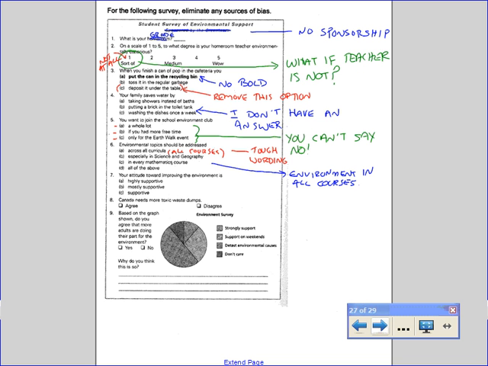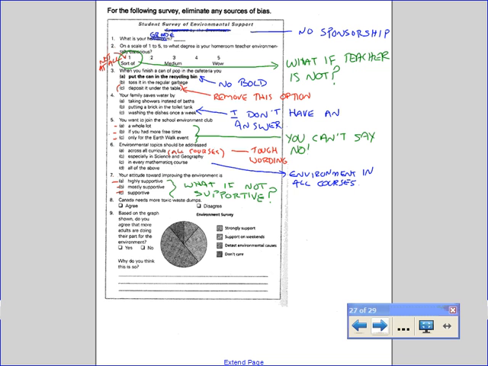Question number 7, your attitude toward improving the environment is highly supportive, mostly supportive, supportive. So what if you're not supportive? What happens if you want to say, I don't support the environment at all? You don't have a place to answer there. So not a very good question, or not very good answers, I guess. The question is fine, but the answers aren't.